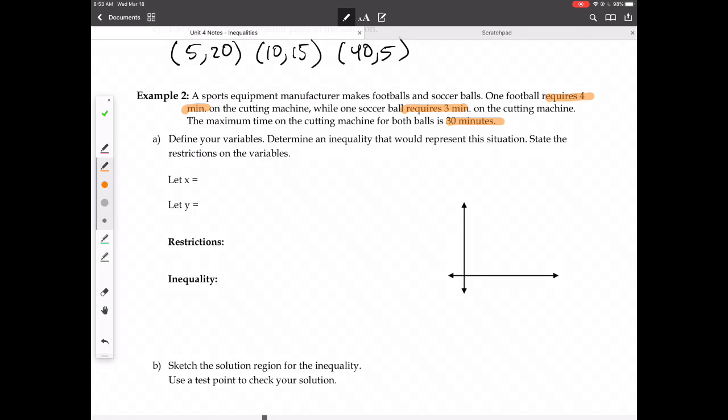Well, in this case, I'm not doing a value question, I'm doing a time question. So if I'm trying to solve for x and y, then I'm going to say, well, what am I making? In this case, I'm making footballs and I'm making soccer balls. So I'm going to say that x is going to be the number of footballs cut, and I'm going to say that y is going to be soccer balls cut.